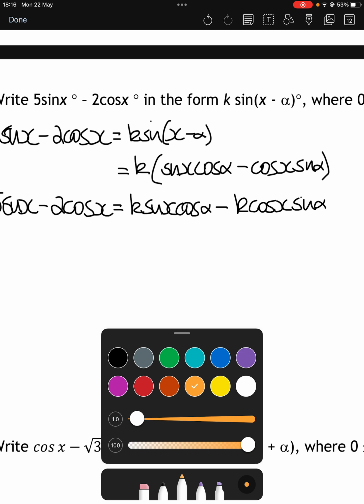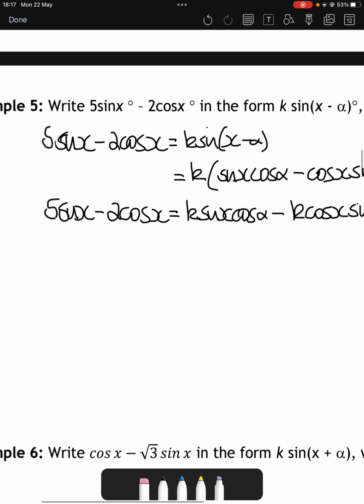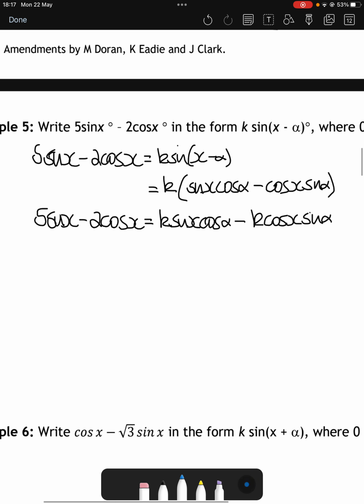Right, let's divvy up what we have. What do we have on this side? Right, sine x is, let's set them in blue. So sine x, where's the sine x? It's there. So you really need to look for where it is. So we have k cos alpha this time. So we have 5 is k cos alpha.